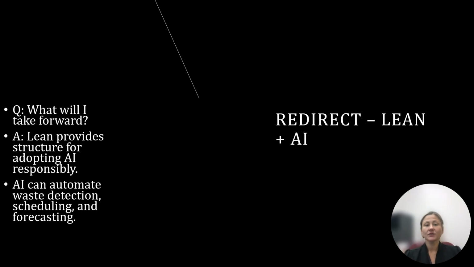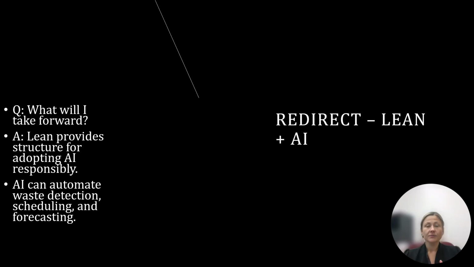So I'd like to focus on redirecting a little bit on both lean and AI. The biggest question I've reflected on internally is, what will I take forward from this course? And just to summarize everything that I've discussed, Lean provides structure for adopting AI responsibly.